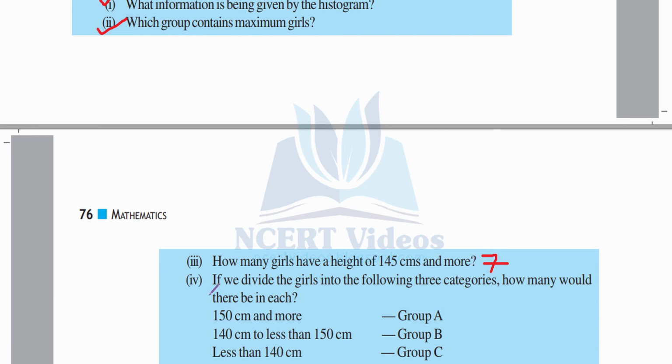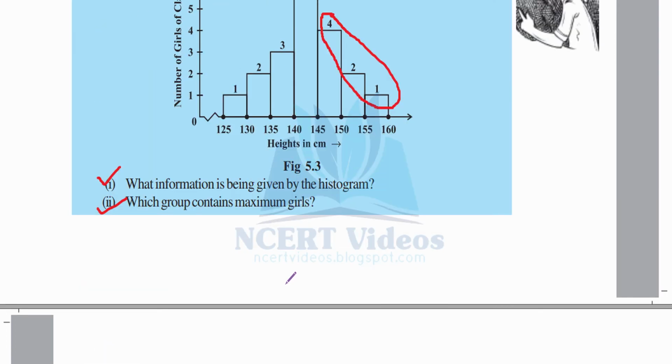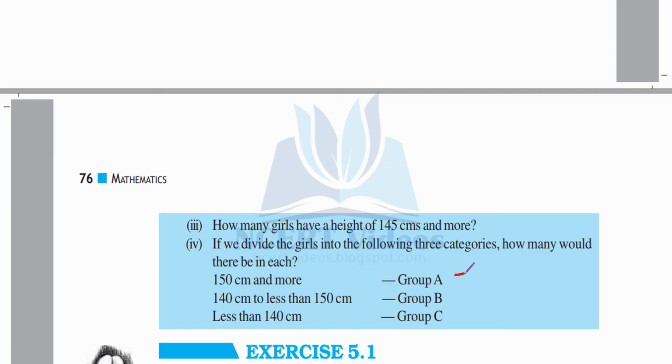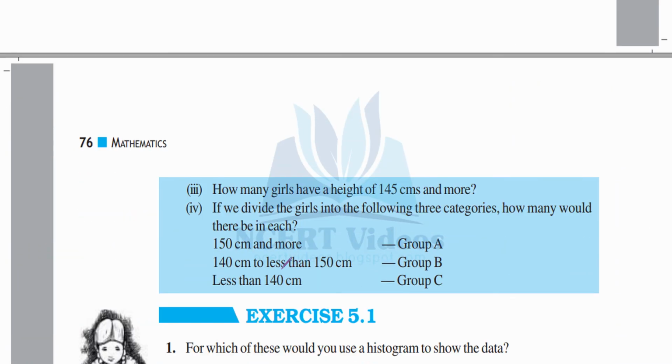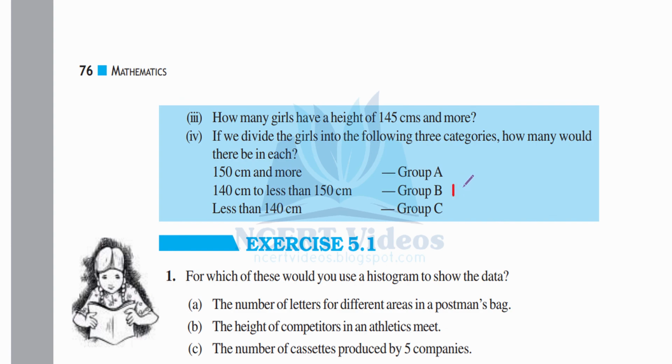Now, the fourth part. We have divided the girls into the following three categories. How many would there be in each group? Group A, 150 centimeters and more. For that, 150 centimeters and more, 2 plus 1 is 3. So for group A, 3 girls. Group B, 140 centimeters to less than 150. So 140 is over here, so we will consider this till 150, less than 150. So it will be this one, not this one, because 150 will fall over here, but we are asked to find less than 150, that is, up to 149. So it will be 7 plus 4, 11. So for group B, we have 11.